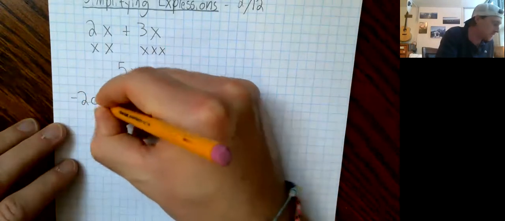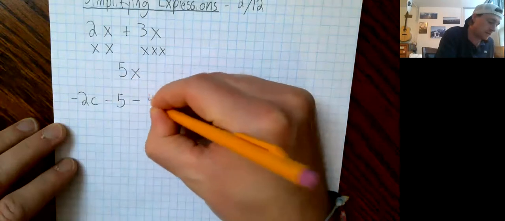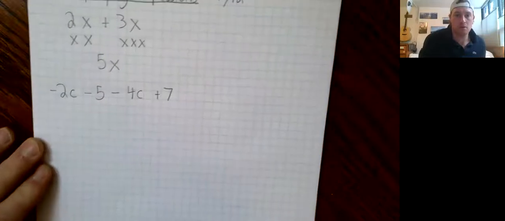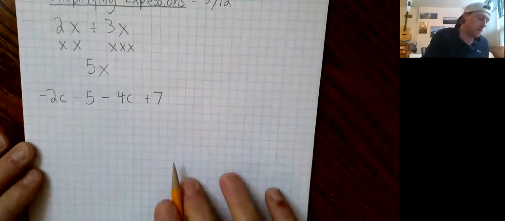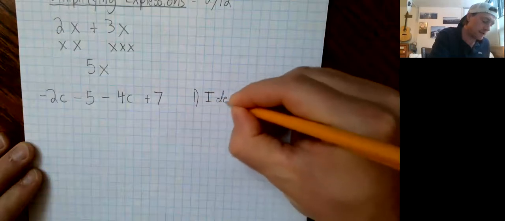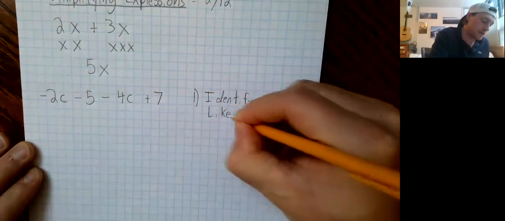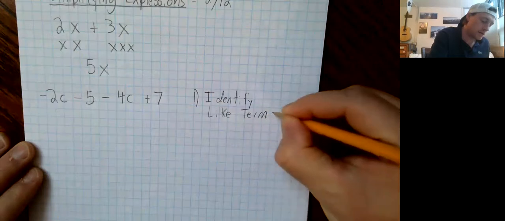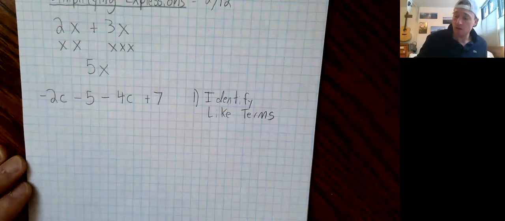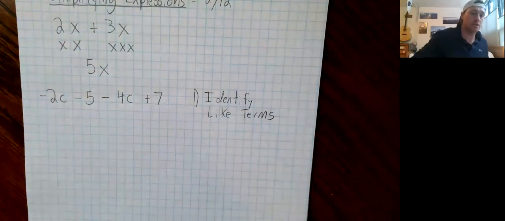Negative 2c minus 5 minus 4c plus 7. Okay, so our first step is we need to identify like terms. Now, like terms are variables that have the same coefficient and are constants. Let me show you what I mean.